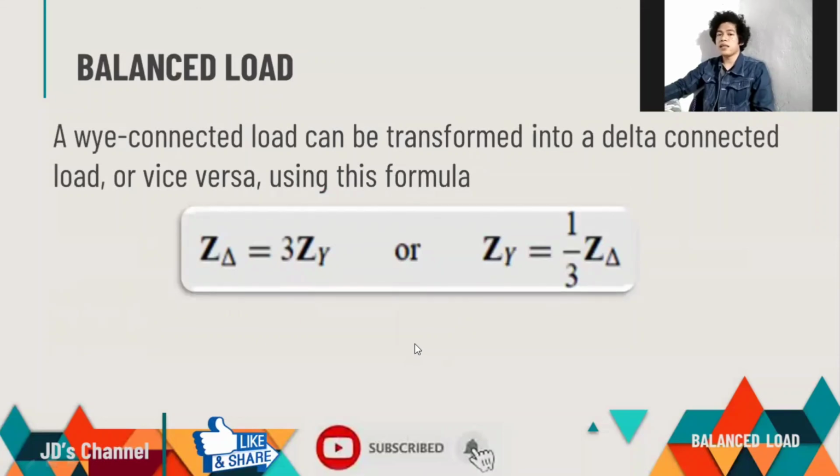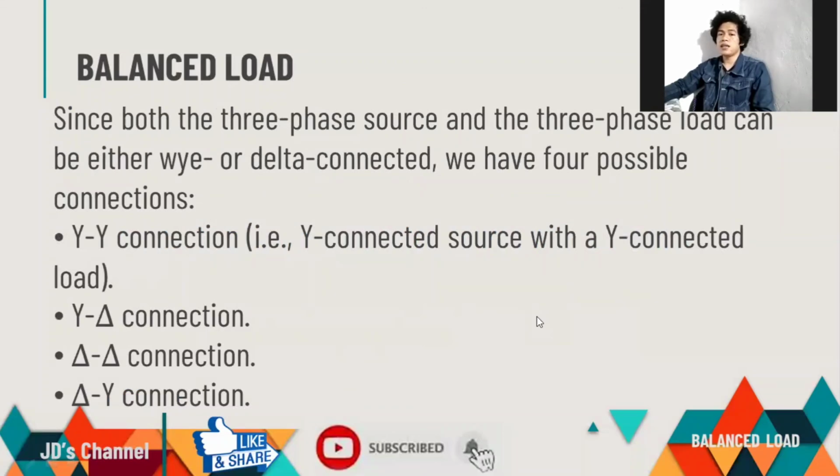A Y-connected load can be transformed into a delta-connected load or vice versa. This is what we will use later in our three-phase connection. We have Z delta equals 3 ZY. If we want to convert a delta load to Y, or a Y load to delta, we use this, and vice versa.